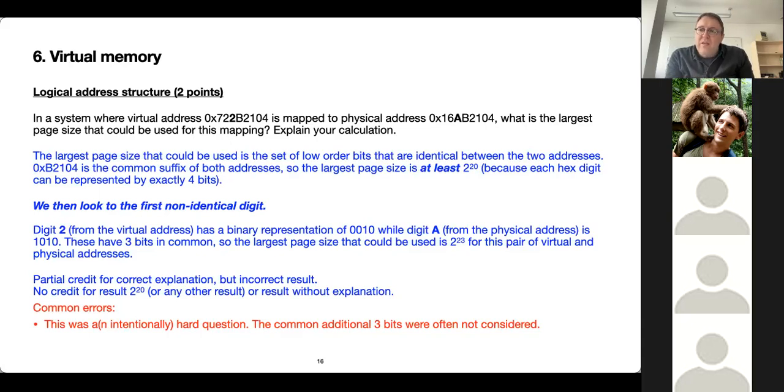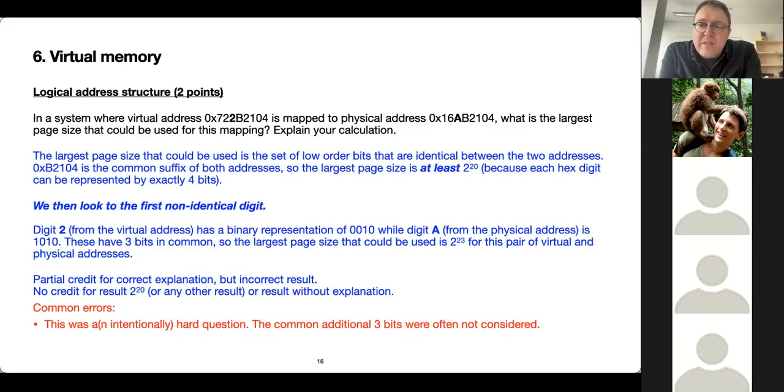And this was tricky because you are used to thinking that something always happens only on hexadecimal digits. Like you always have the leftmost hexadecimal digits, so 4 bits as a page number, but it could be an arbitrary number of bits. You don't need 12 bits as an offset. You could have an 11 or 13 or 21-bit offset, whatever, depending on the page size you want. And that's exactly what would happen here. And that's what you were supposed to find out. So the largest page size that could be used, that is actually the set of low order bits that are identical between the two addresses.